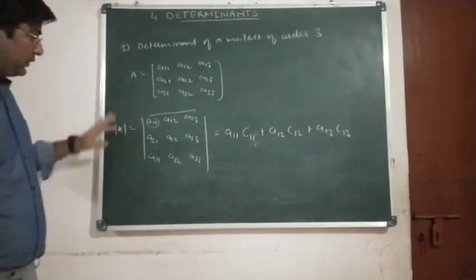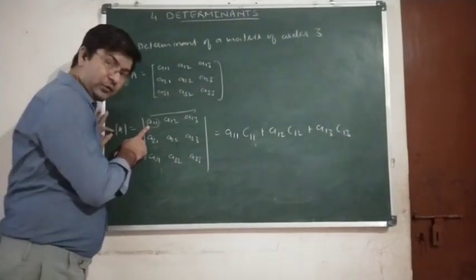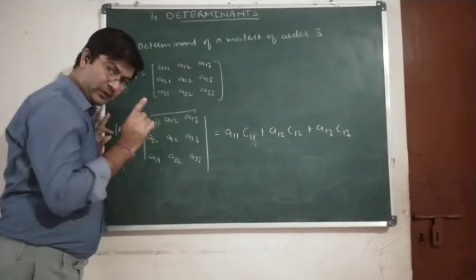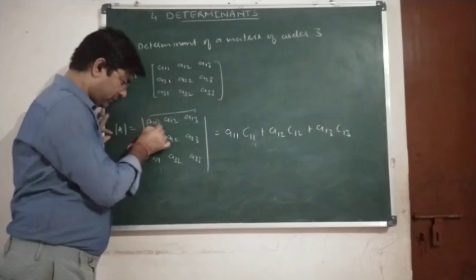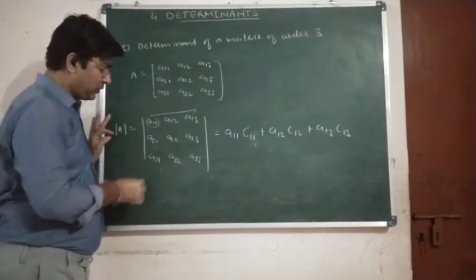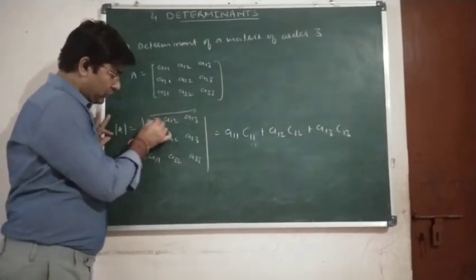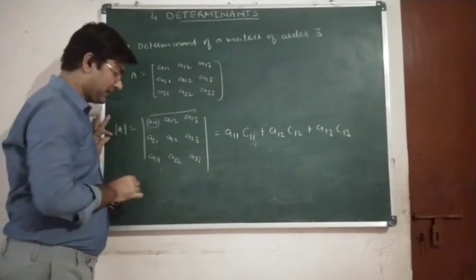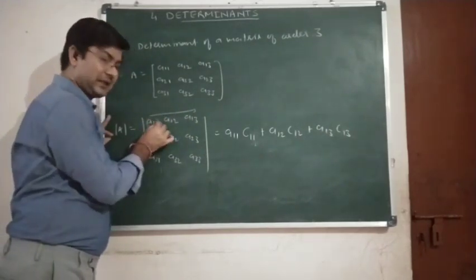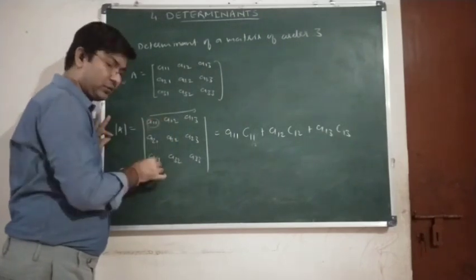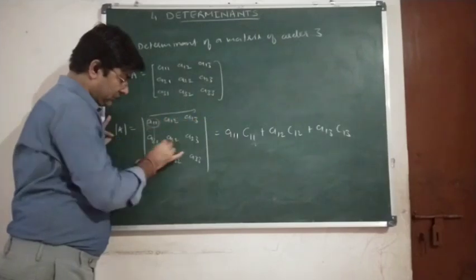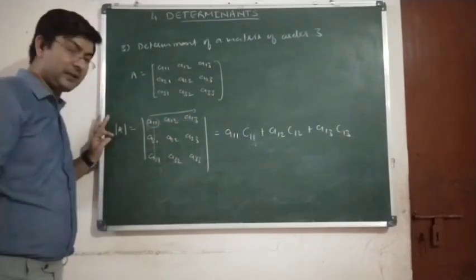So I told you, if you want to find the cofactor, we should first calculate the minor. How is the minor obtained for a particular element? The minor of element A11 will be obtained by deleting the row and the column containing this given element A11. A11 is an element of the first row and first column, so we will delete the first row and first column. Now you obtain the square submatrix.